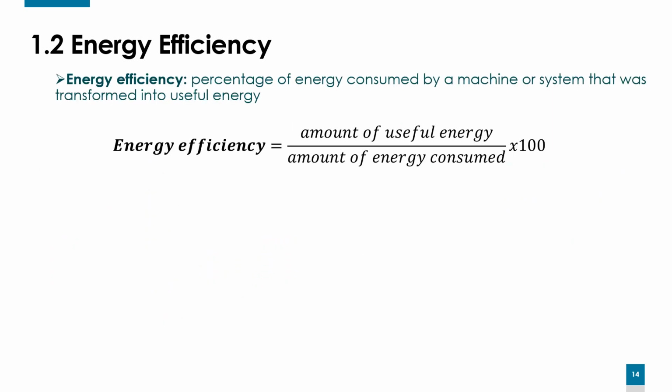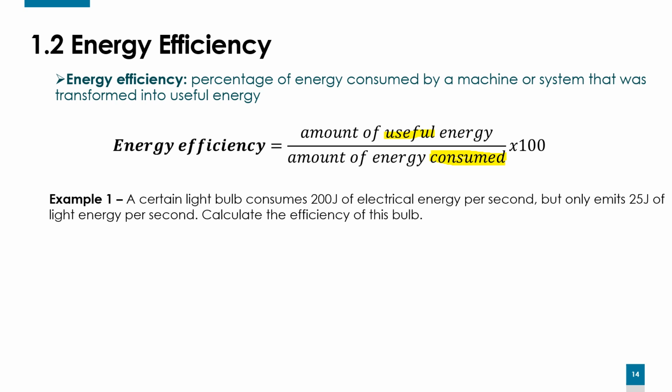So how do we calculate? It's a formula, okay? We take the useful energy and the amount consumed or produced, okay? It depends on the problem. Then we divide both of them and multiply by 100.